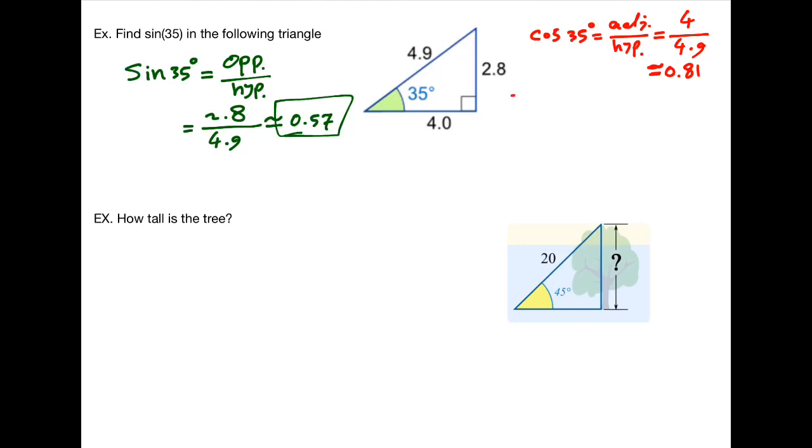Let's find tangent. So what is tangent of that angle? Tangent of 35 degrees equals. So for tangent, the rule was opposite over adjacent. So opposite over adjacent equals. Opposite is given by 2.8, adjacent is 4. So if you divide these two numbers, you will get 0.7. And that's the value of tangent of 35.